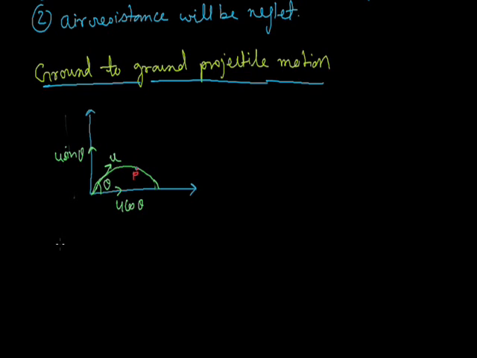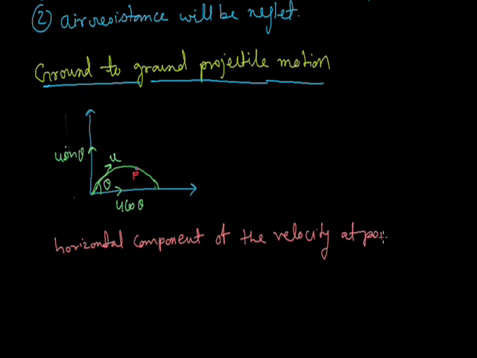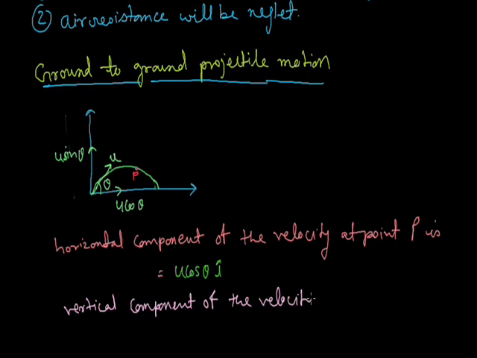So the horizontal component of the velocity at point P is u cos theta i cap, and the vertical component of the velocity at point P is u sin theta j cap.